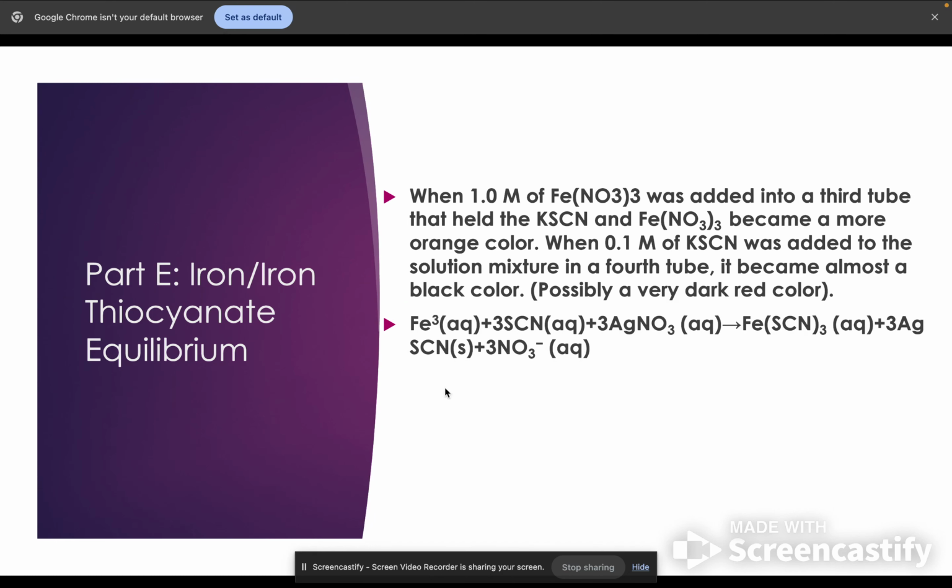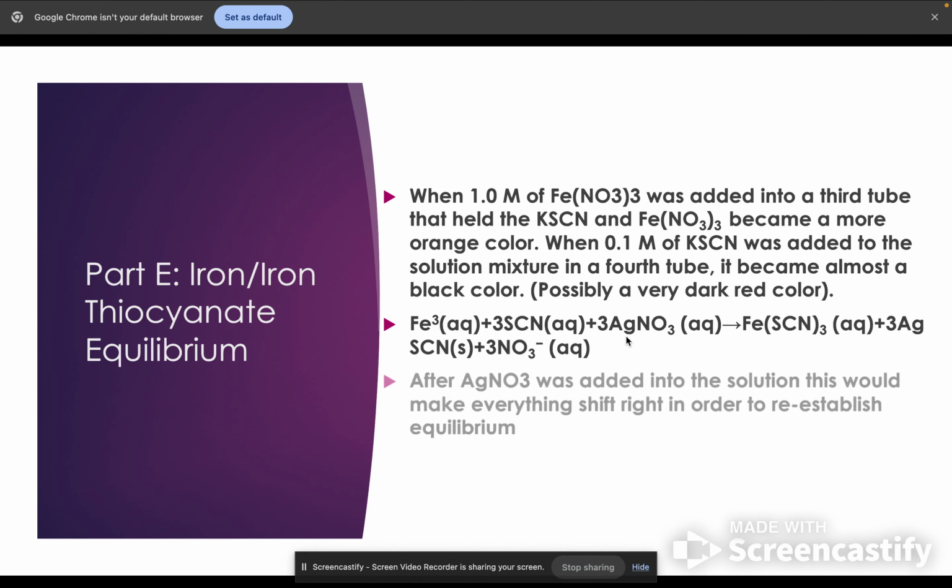And right here is a balanced chemical equation when AgNO3 is added into the mix. After AgNO3 was added into the solution, this would make everything shift to the right to reestablish equilibrium because AgNO3 is getting added to the reactant side. Therefore, it needs to shift to the right to counteract that.